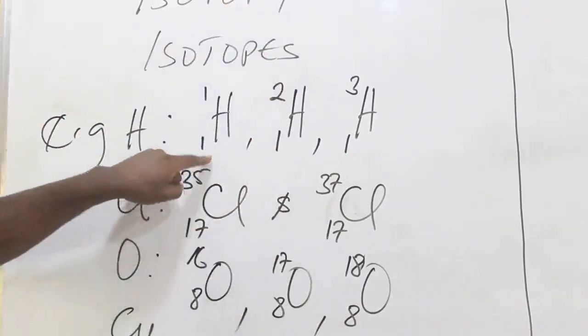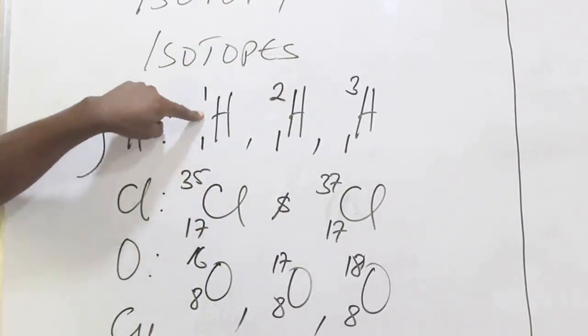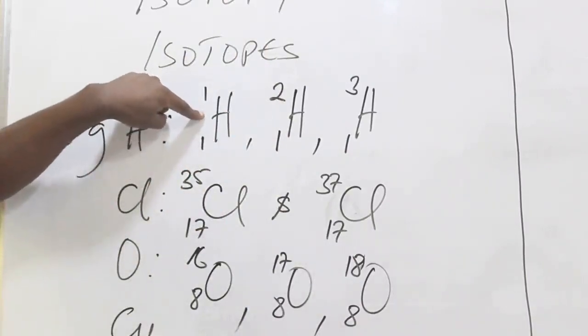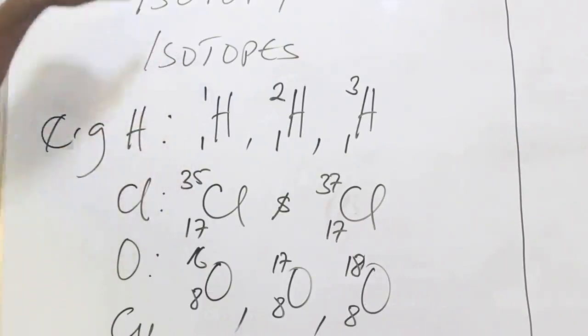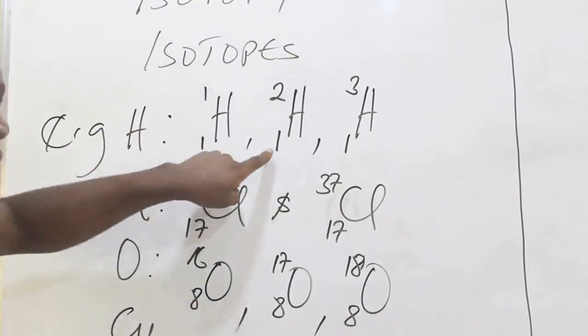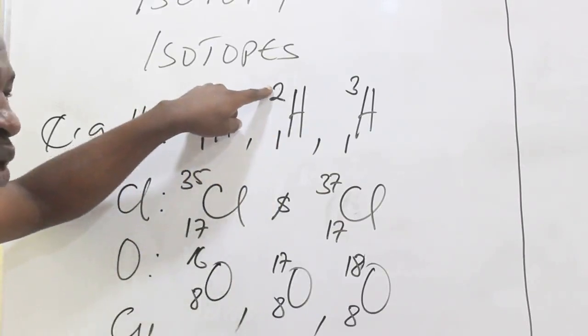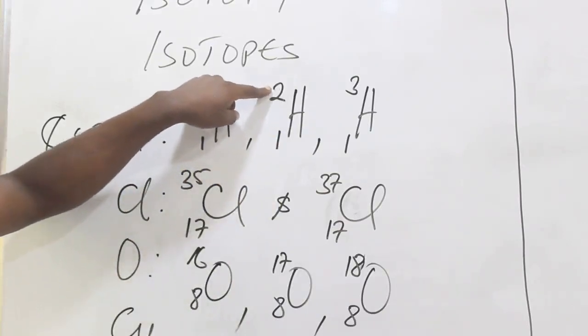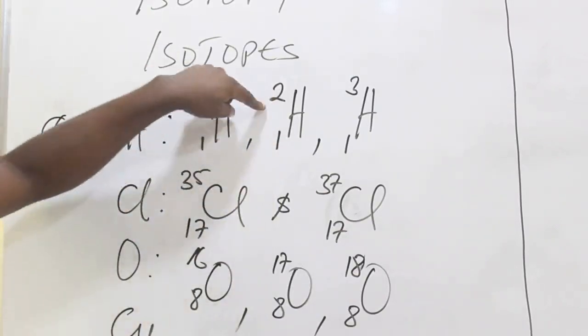and if this one has atomic number 1, what does that tell you? This one does not even contain a neutron. Because 1 plus 0 will give you 1. Even if there is 1 neutron, that would have made this one 2. But the second one, you have atomic number 1, that means there is 1 proton, and the mass number is 2. That means the number of neutrons is only 1. That is why when you add the proton and neutron, you have 2.